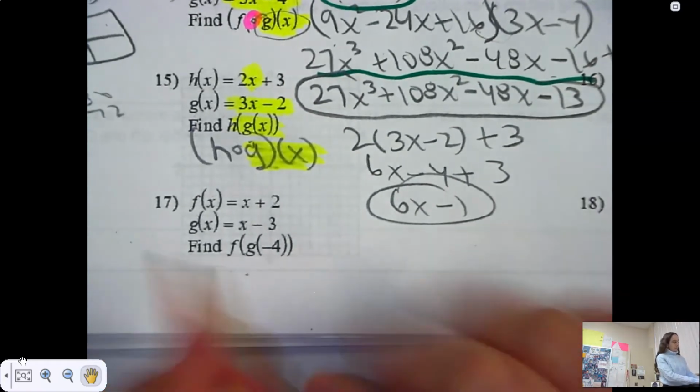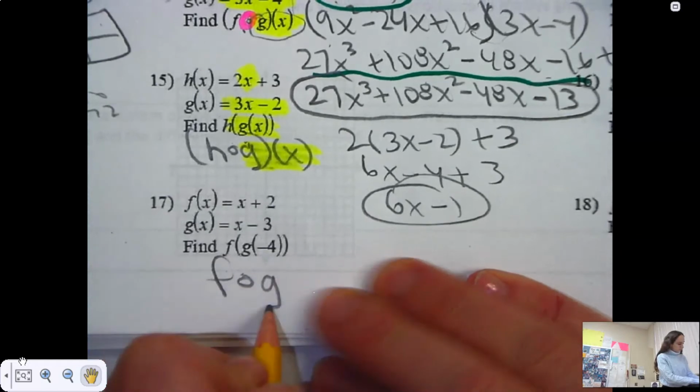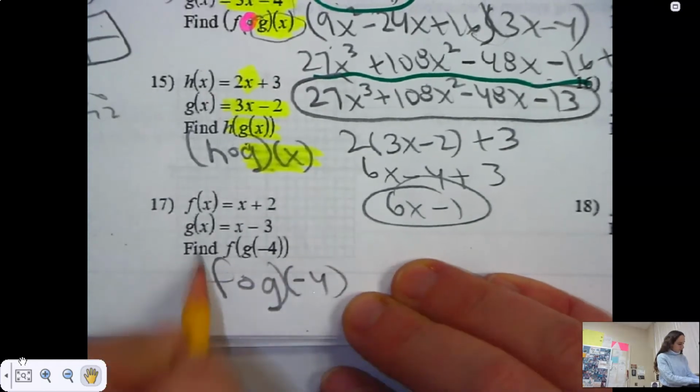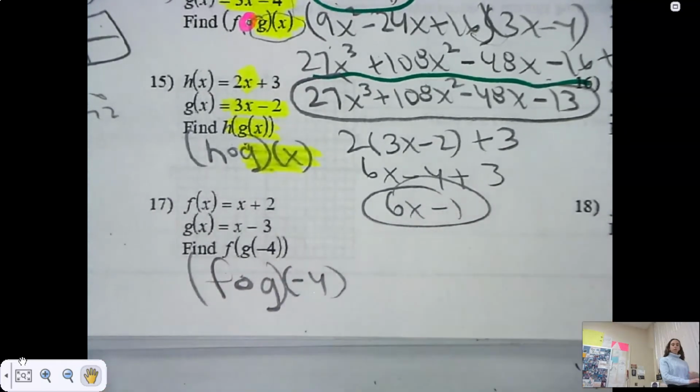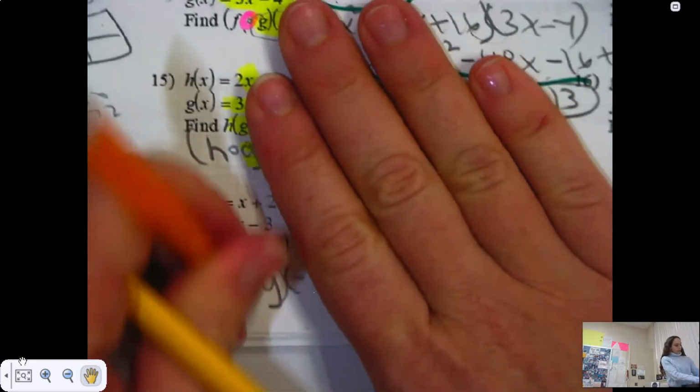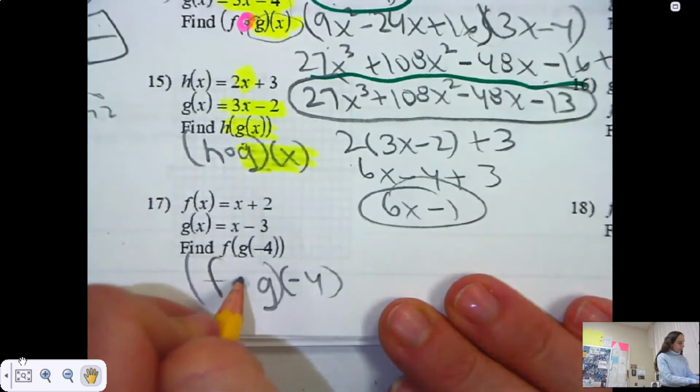This could be written like this. Okay, not fog, but it's like an open circle, just obnoxious open circle. Maybe I shouldn't have made it that big. But they could be written the same way.